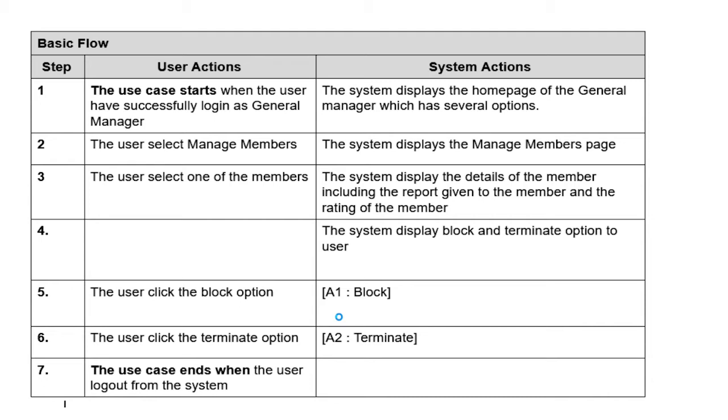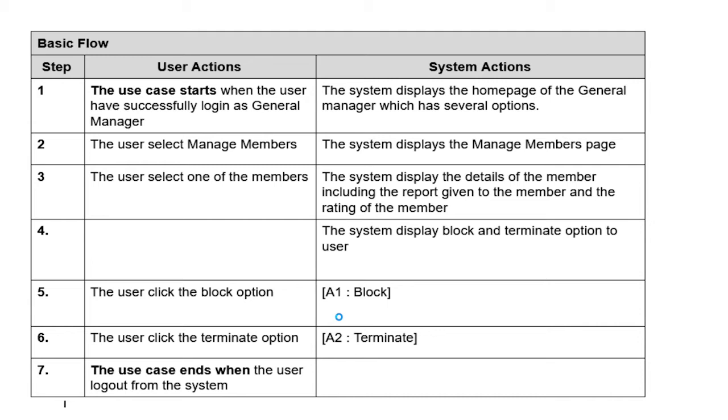Okay, so this is the basic flow. The first step is the use case starts when the user successfully logs in as general manager. The system will display the home page of the general manager, which has several options, for example, manage complaints or manage members. The second step is the user will select manage members.